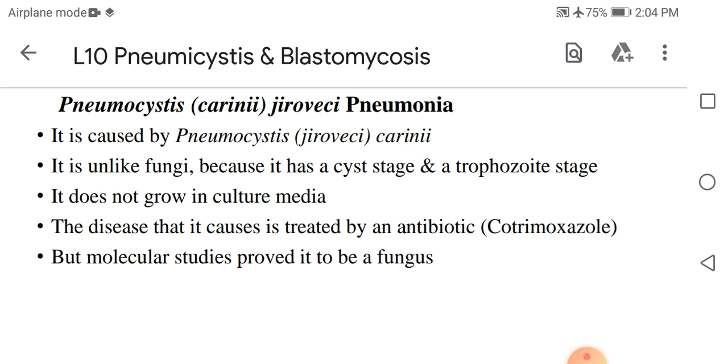This fungus is unlike fungi because it has a cystic stage and a trophozoite stage. Also, it does not grow in culture media. And moreover, the disease that it causes is treated by an antibiotic, which is cotrimoxazole. But molecular studies proved it to be a fungus.